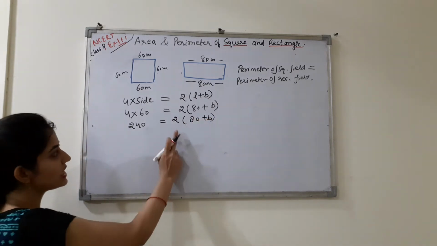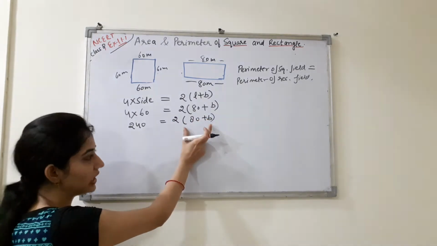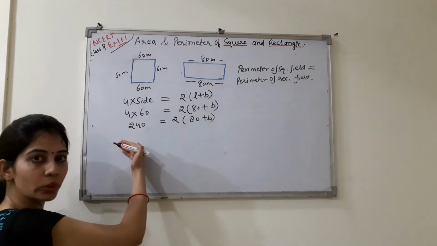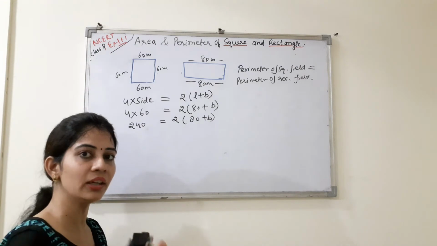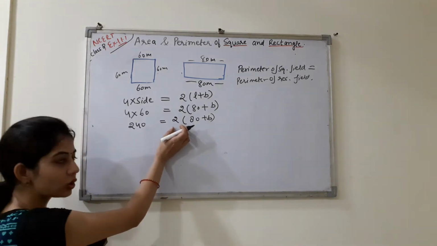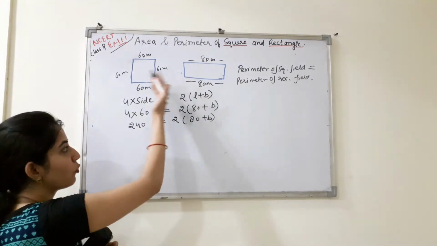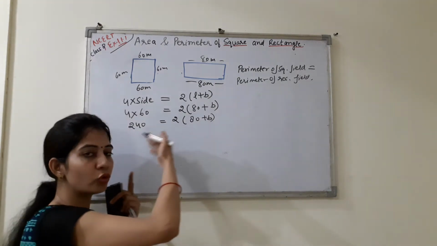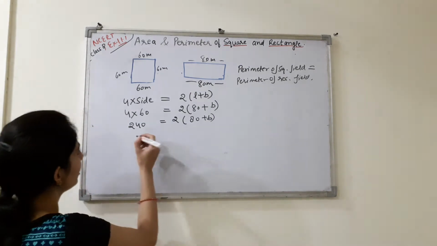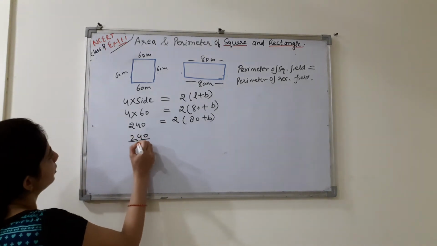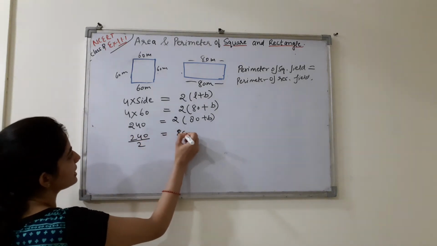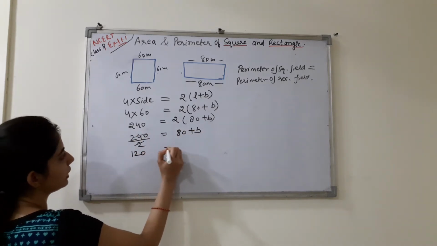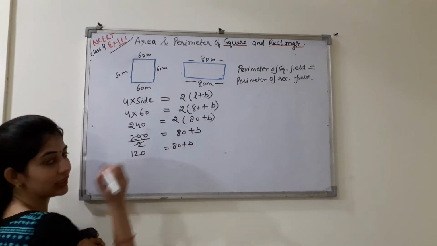Now you can see this 2 is in multiplication with 80 plus B. So when it goes to this side of the equal to, then it will be in division, right? Because if any number is in multiplication and it goes to the other side of the equal to, then it changes to division, right? So here it will be 240 divided by 2, this is 80 plus B. Now we can divide this, it will be 120, this is 80 plus B, right?